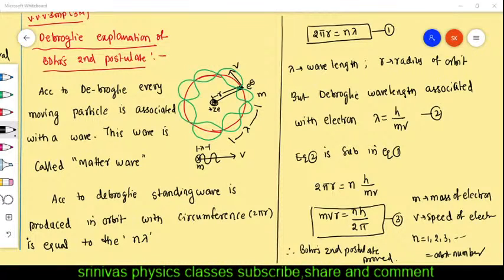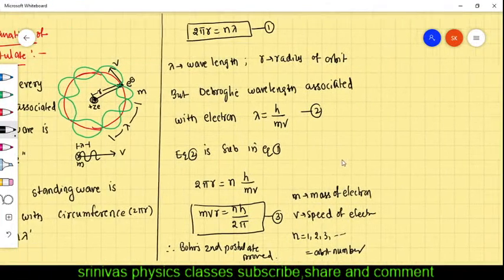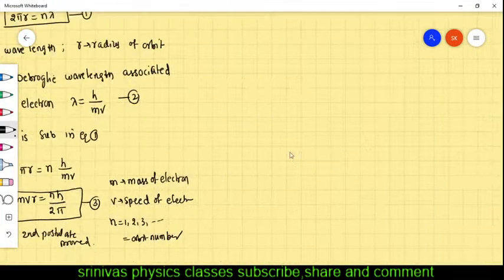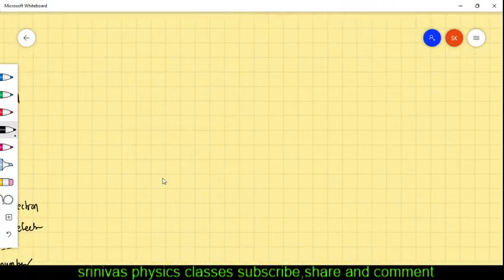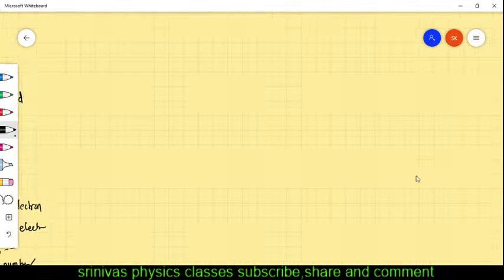This is most important. Whatever you are seeing on the board is very important for the 3 marks. It is a previous question. Many times it is repeated in the exam. They ask to derive the Bohr second postulate from the de Broglie hypothesis. Okay, right. Let us go to the next point. Some points I am going to explain. Is it clear, students? Write in the chat box. If you have any problem, write in the chat box.